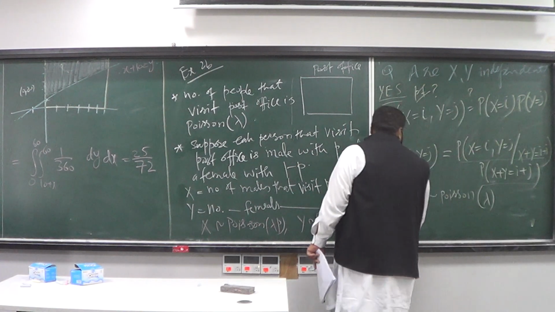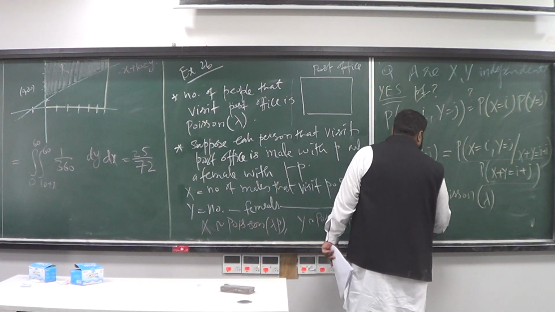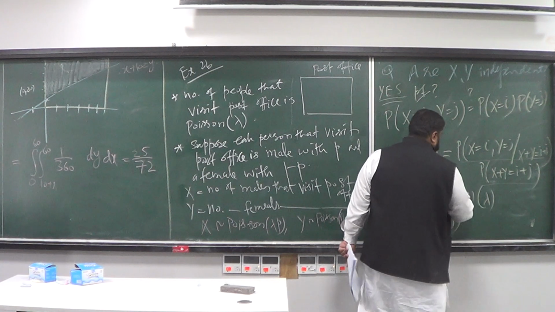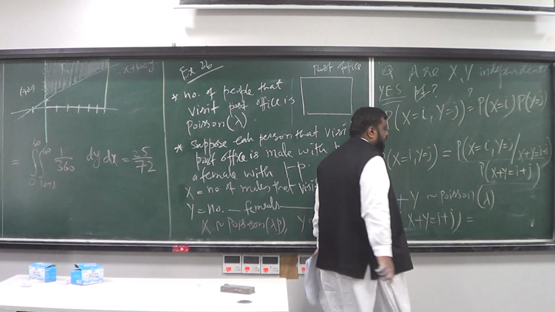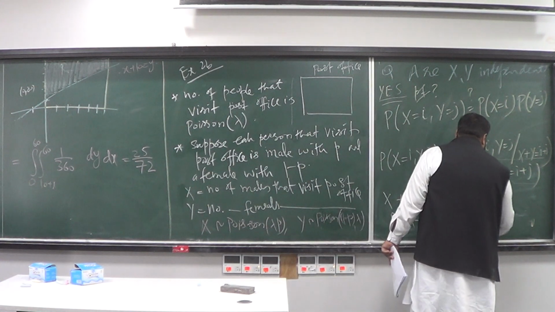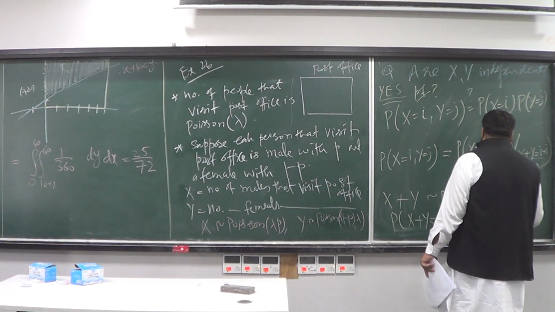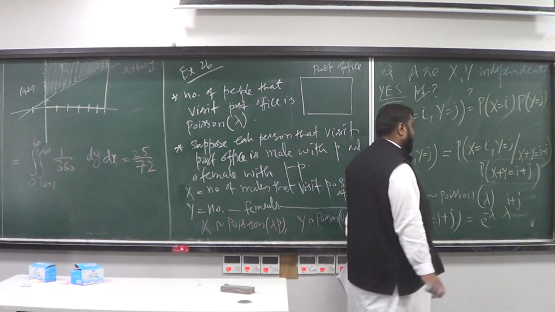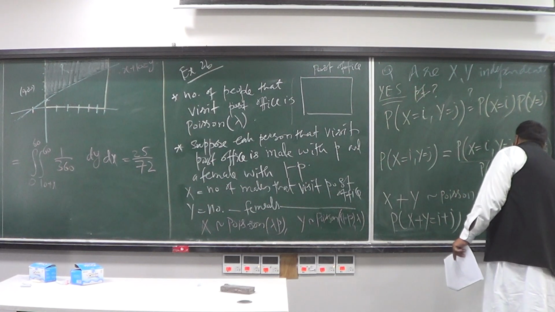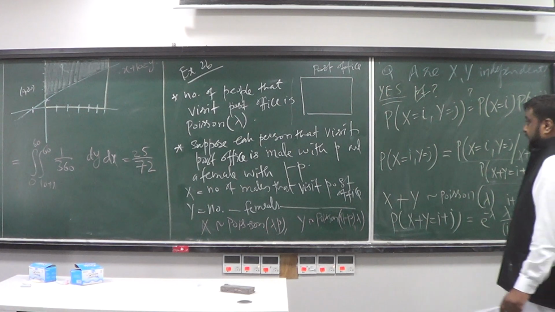So if this is the case, then we know explicitly the probability of X plus Y equal to I plus J. This is a random variable whose distribution is this. So we are going to use the PMF of the Poisson distribution with the parameter lambda, and that distribution is e to the minus lambda times lambda to the power I plus J, in other words the value that it takes, divided by I plus J factorial.